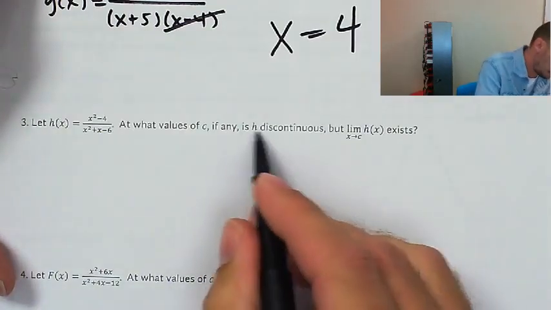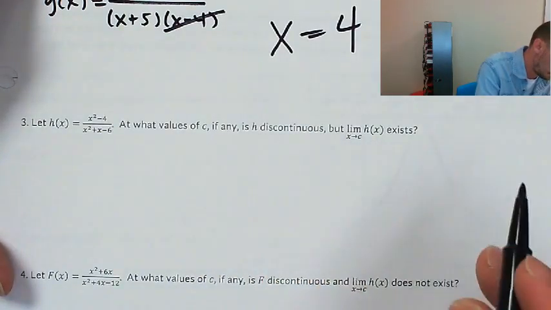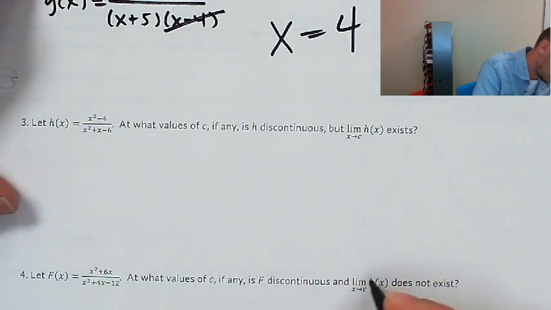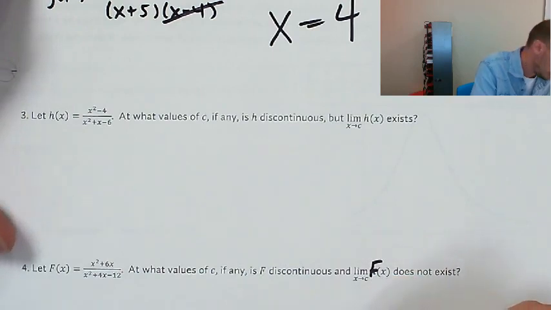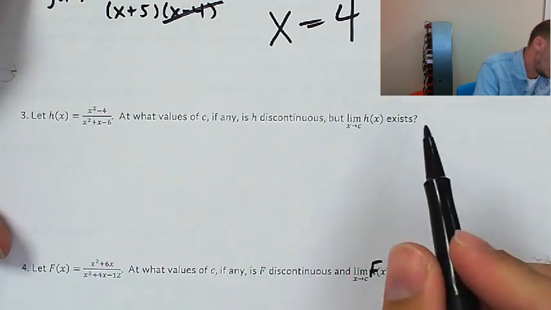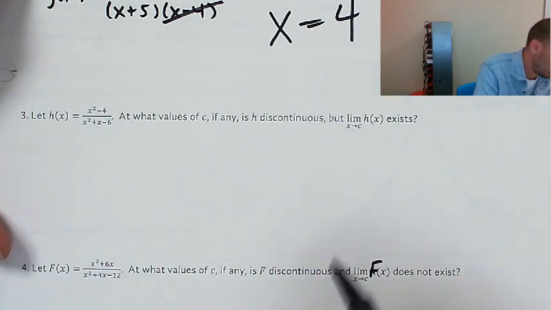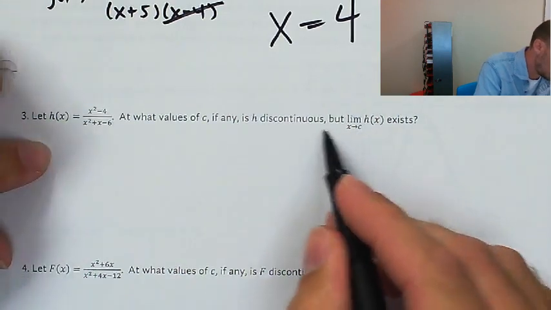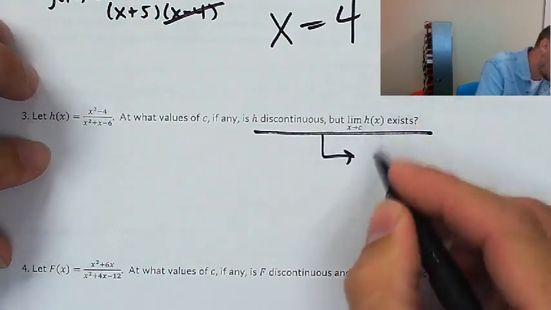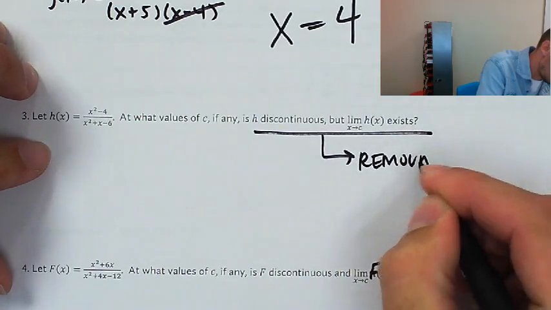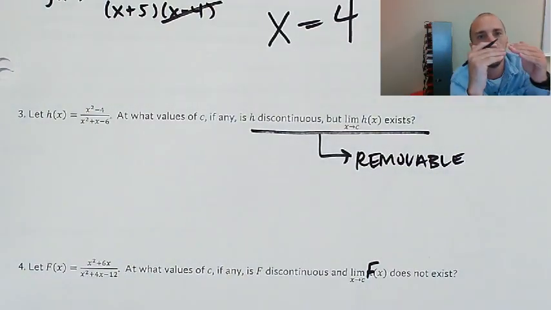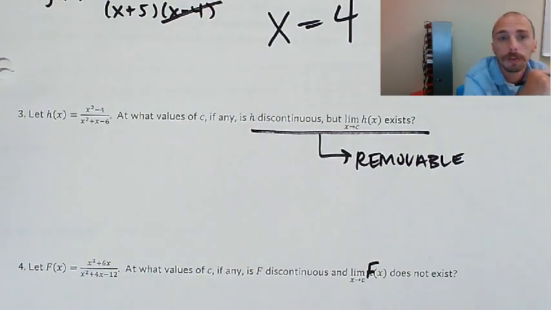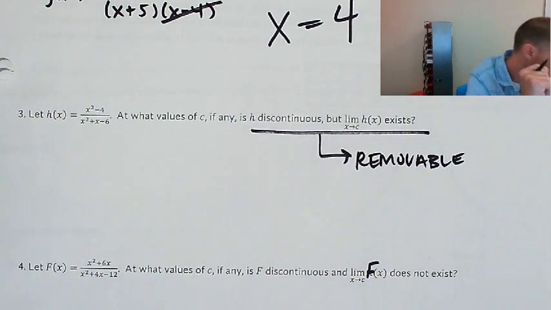Okay, h is discontinuous, but the limit of h exists. Oh, whoops, I didn't even notice this typo here. Nobody pointed that out to me. But yeah, that should be f of x. And it's probably that way on the other version of the quiz too. But I'm going to say, all right, this is just code for removable discontinuity. Removable is hole in the graph. Hole in the graph is where the limit exists, but it might not be equal to the value of the function. If it's discontinuous, then it must not be equal.